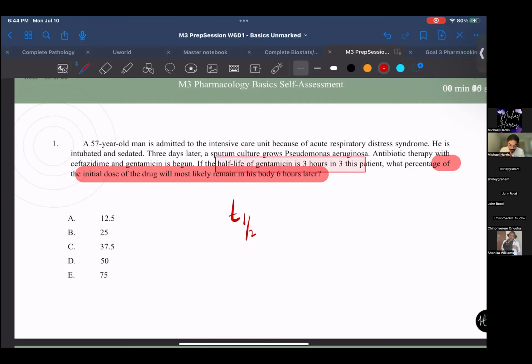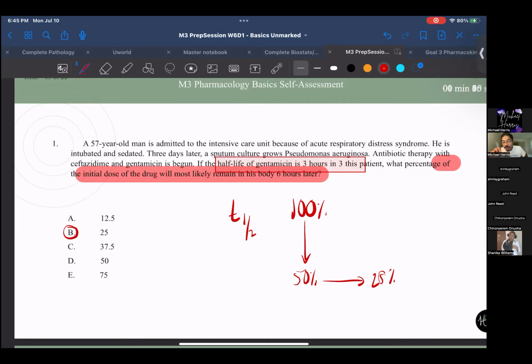So now 6 hours. So if you're at 100%, I'm going to be honest with you, with these half-life questions, just draw it out, because it's going to be so much easier for you. Okay? So if it's at 100% and you have 2 half-lives, first half-life, you're at 50. Second half-life, you're at 25. Okay? So now what's remaining is 25.